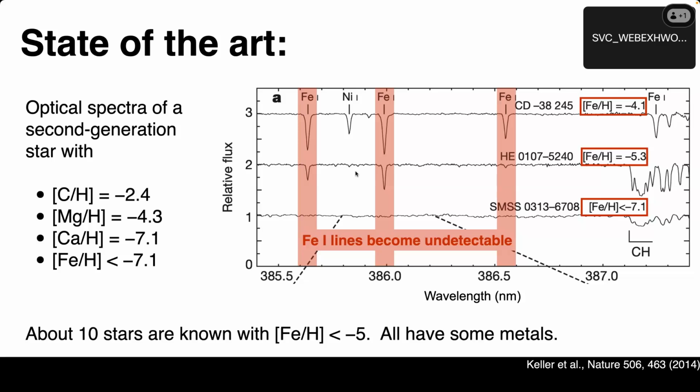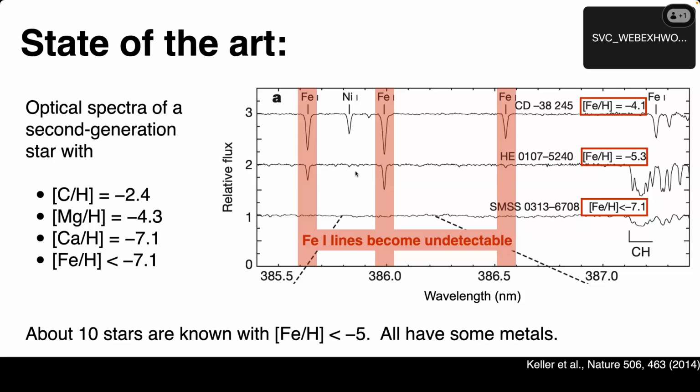So with an ideal target star and exquisite spectra, that limit of iron to hydrogen of about -7 is about as low as you can go before all of the optical iron lines completely disappear, become undetectable. There are about 10 stars with metallicities less than about -5 that we know of today. All of them have some metals, including often carbon, magnesium, calcium, sometimes iron. And these are the kinds of stars you want to study. These are the second generation stars we're after.